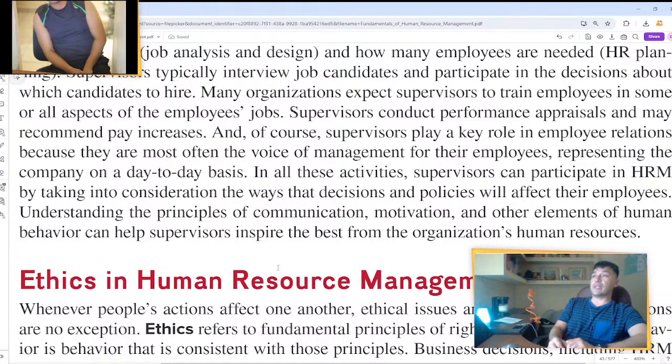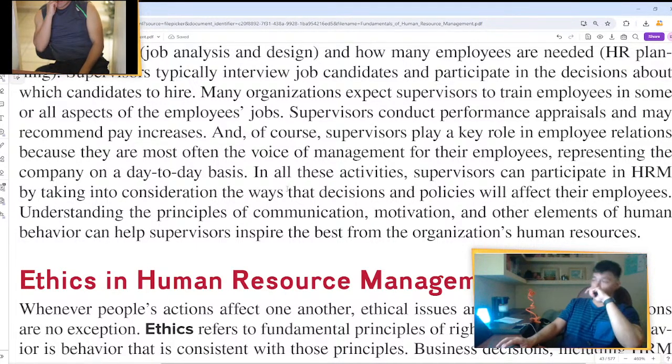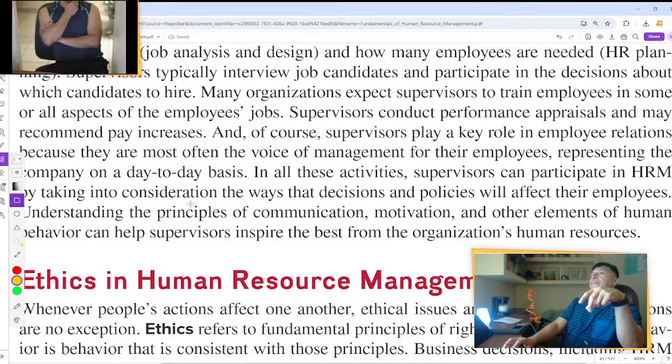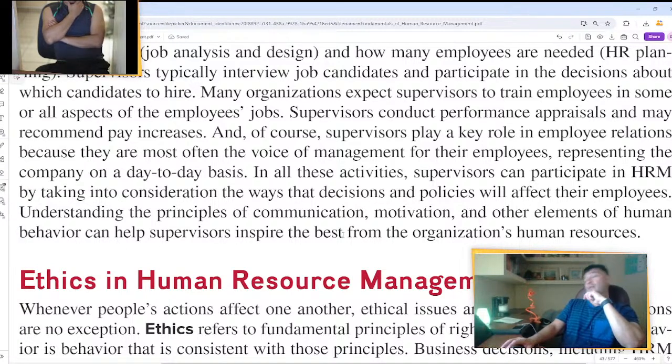So it says, in these activities, the supervisors participate in human resource management by taking into consideration the ways that decisions and policies will affect their employees. Understanding the principles of communication and motivation, and other elements of human behavior, can help supervisors inspire the best from the organization's human resources. Oh, so it's super important to work together, right? With the whole team.